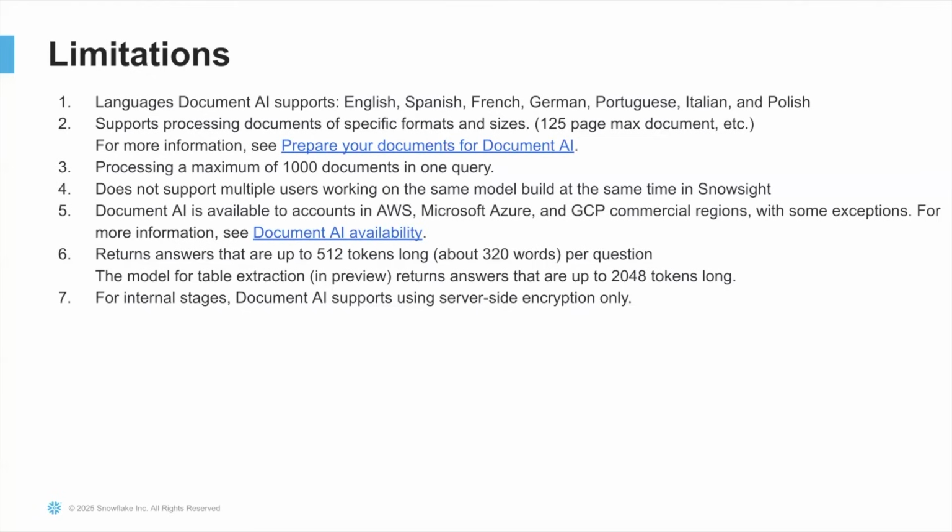Document AI can also process a maximum of 1,000 documents in one query. You can only have one user working on the same model at a time. There are some specific regions in which Document AI is available, so just make sure that it's available in your region prior to starting. There's also some specifications regarding the number of tokens that are allowed. In this case, it's around 320 words or 512 tokens for the questions, 512 tokens for the answers. Additionally, Document AI supports using server-side encryption only.